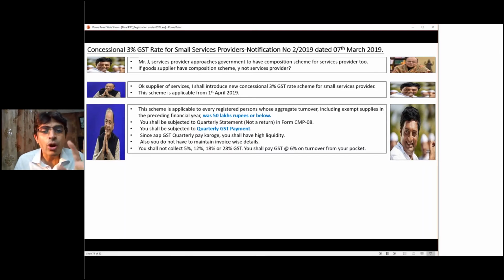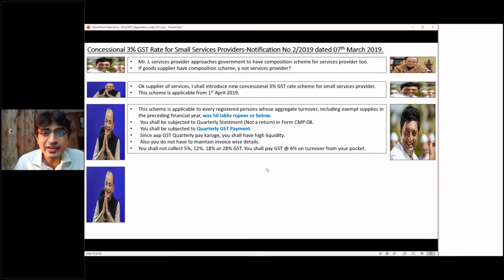No invoice wise detail. Also they have to pay 6% GST. How much? 6% GST, not 1%. For the services, how much is the rate? 6%. That's why the name concessional 3%. 3% CGST, 3% SGST, total 6%. So it is not 3%, it is 3% plus 3%. Clear? So these are the advantages.